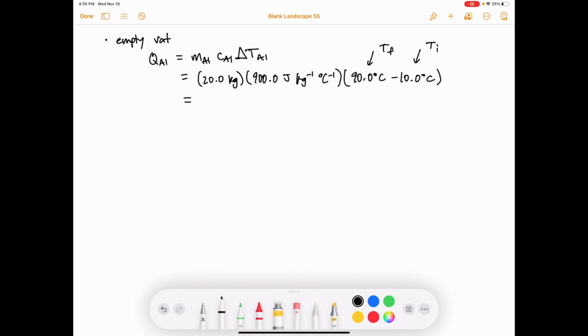And if you crunch these numbers, you get 1.44 times 10 to the 6 joules. Equivalently, we can write that as 1.44 megajoules. M is the prefix for mega, which is 10 to the 6th power. Okay, now what if we have the vat filled with water?